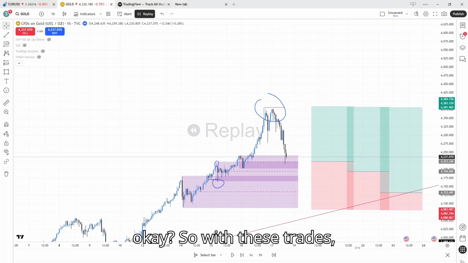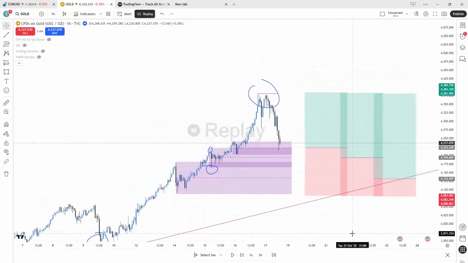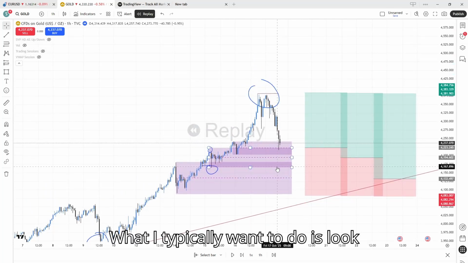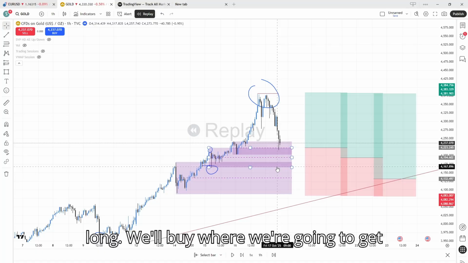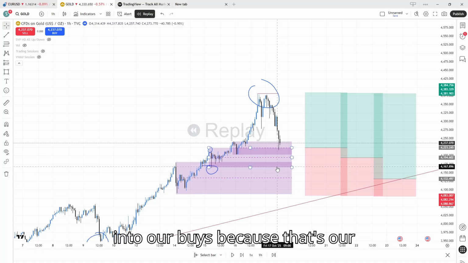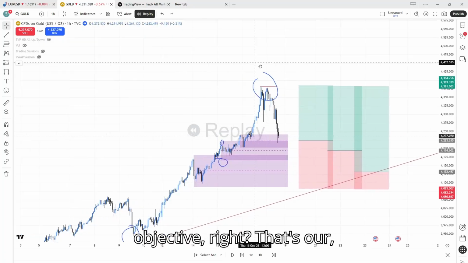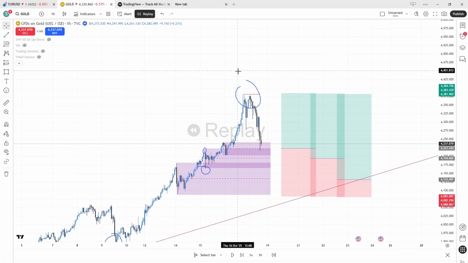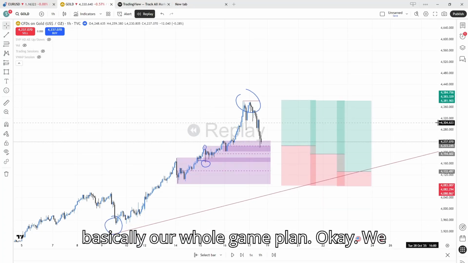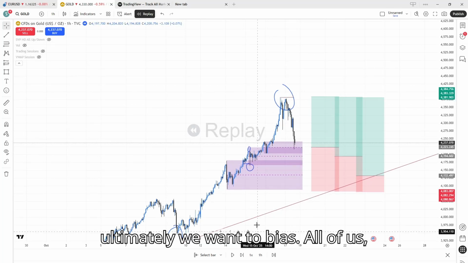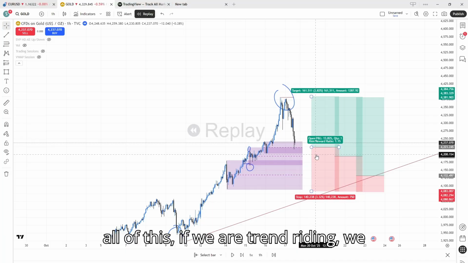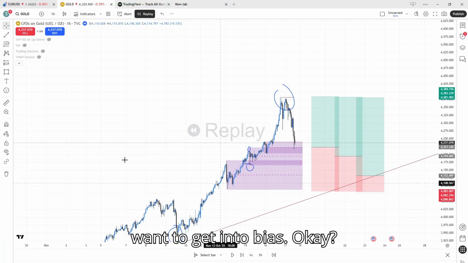Okay, so with these trades, what I typically want to do is look for transition. Okay, by transition I mean, let's just let price play out. We'll go long. We'll buy where we're gonna get into our buys because that's our objective, right? That's basically our whole game plan. Okay, we don't want to sell into the market. Yes, it's okay to hedge a little bit, but ultimately we want to buy. If we are trend riding, we want to get into buys.